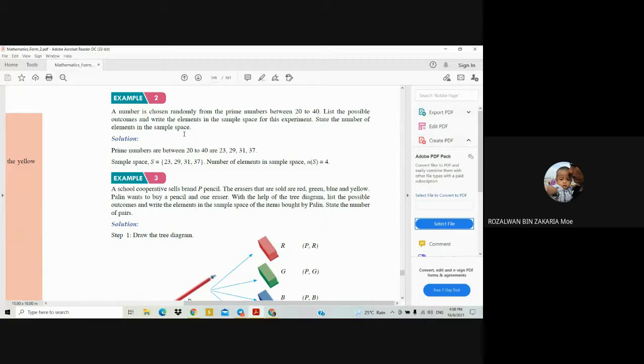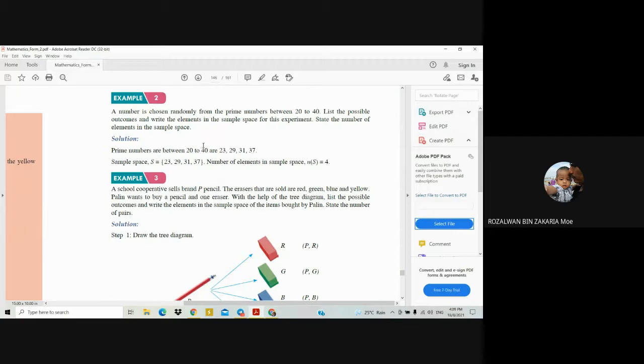Prime numbers are the numbers starting from number 2. A prime number is a number which can only be divided by itself with no remainder. That means if you divide the number by itself, there is no remainder. Then the number cannot be divided by any other number except itself only. Okay, so that is a prime number. So you must list all the prime numbers from the range 20 to 40. So the prime numbers between 20 to 40 are 23, 29, 31, and 37.